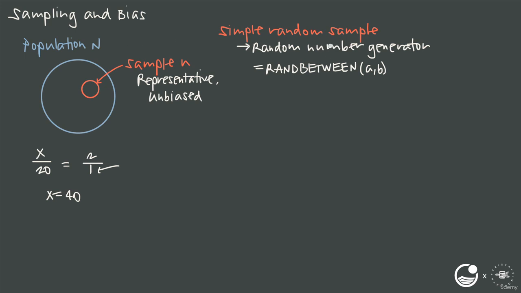But there are a couple problems. For instance, we do need to be able to assign a random number to every member of the population. And if the population is so large or hard to quantify that we can't assign a random number to every single population member, then it may be difficult to apply this method. And simple random sampling might do a bad job ultimately creating a representative sample.